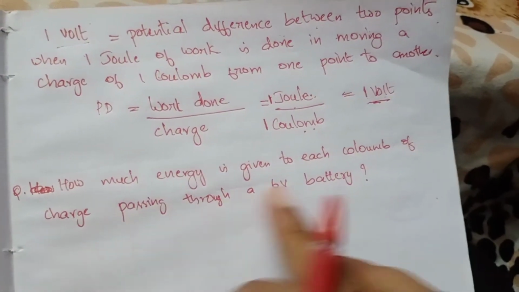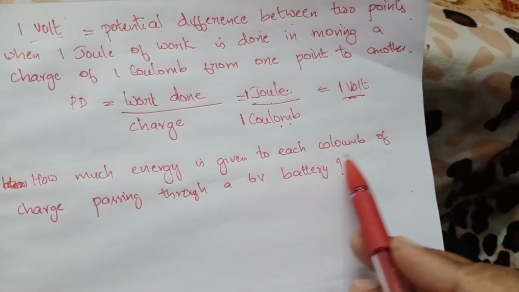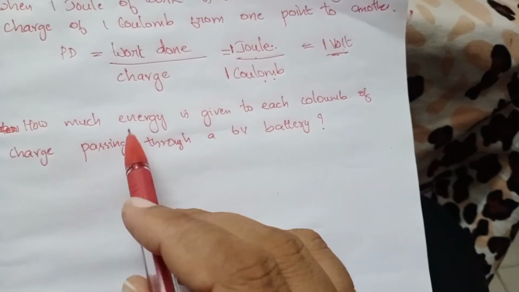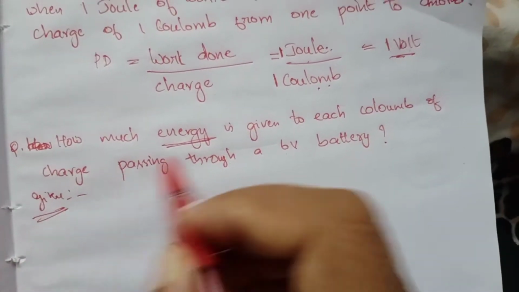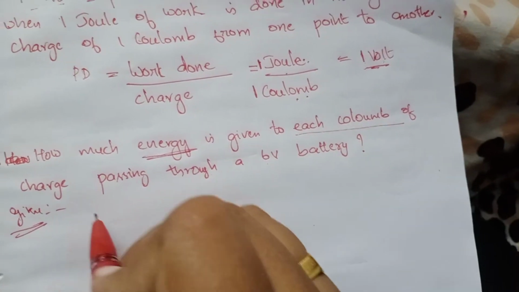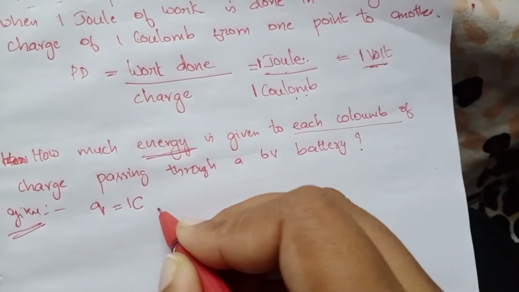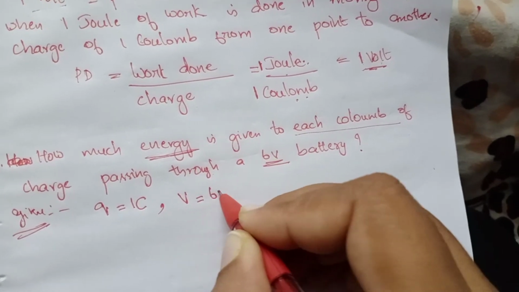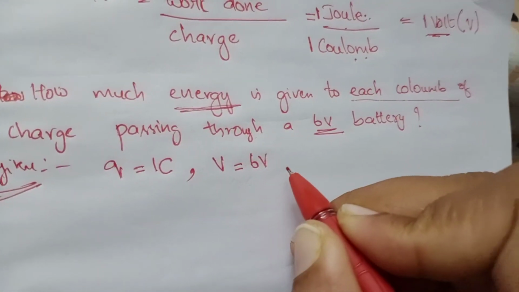Now let us solve a small numerical. The question given is: how much energy is given to each coulomb of charge passing through a 6 volt battery? So what you need to find out is the energy. What are the given data here? To each coulomb of charge, so charge Q is equal to 1 coulomb passing through a 6 volt battery. This voltage is a potential difference, we will represent it as V, and the V value is given as 6 volt.